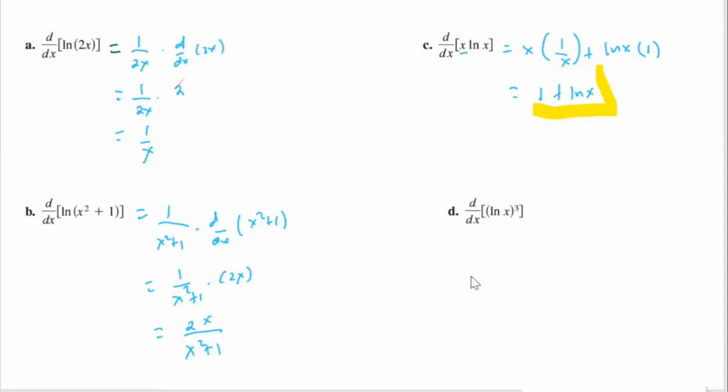And for letter D, we have here the derivative of ln of x, the quantity of ln of x raised to the power of 3. So first, we are going to apply the power rule. So this can be written now as 3 ln of x times the derivative of ln of x, which is equivalent to 1 over x. So multiplying that, 3 ln of x times 1 over x can be written now as 3 over x of ln of x.